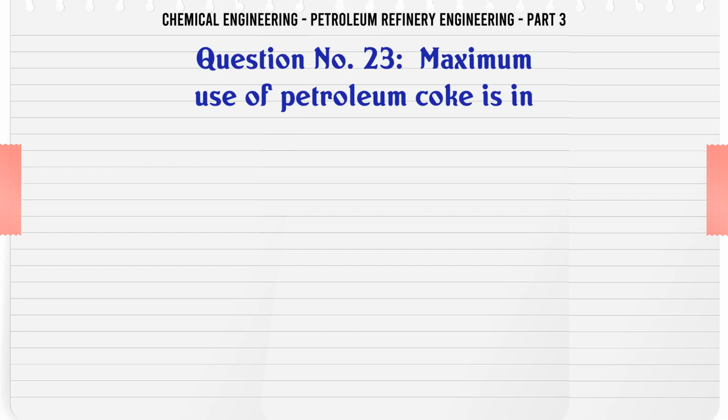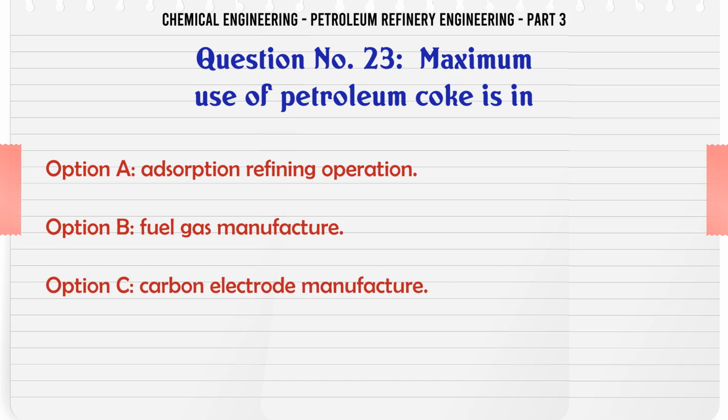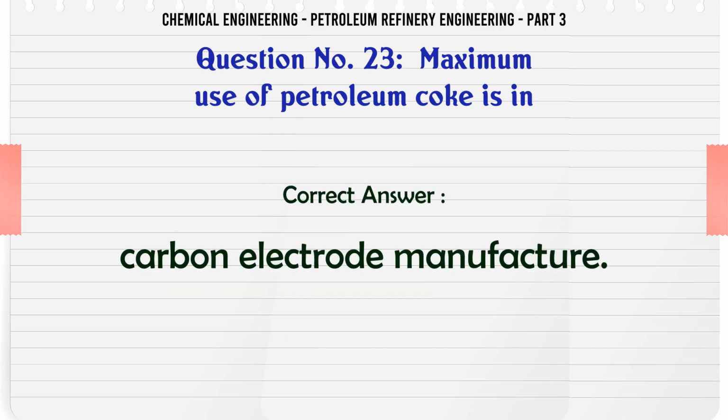Maximum use of petroleum coke is in A. adsorption refining operation, B. fuel gas manufacture, C. carbon electrode manufacture, D. iron ore reduction. The correct answer is carbon electrode manufacture.